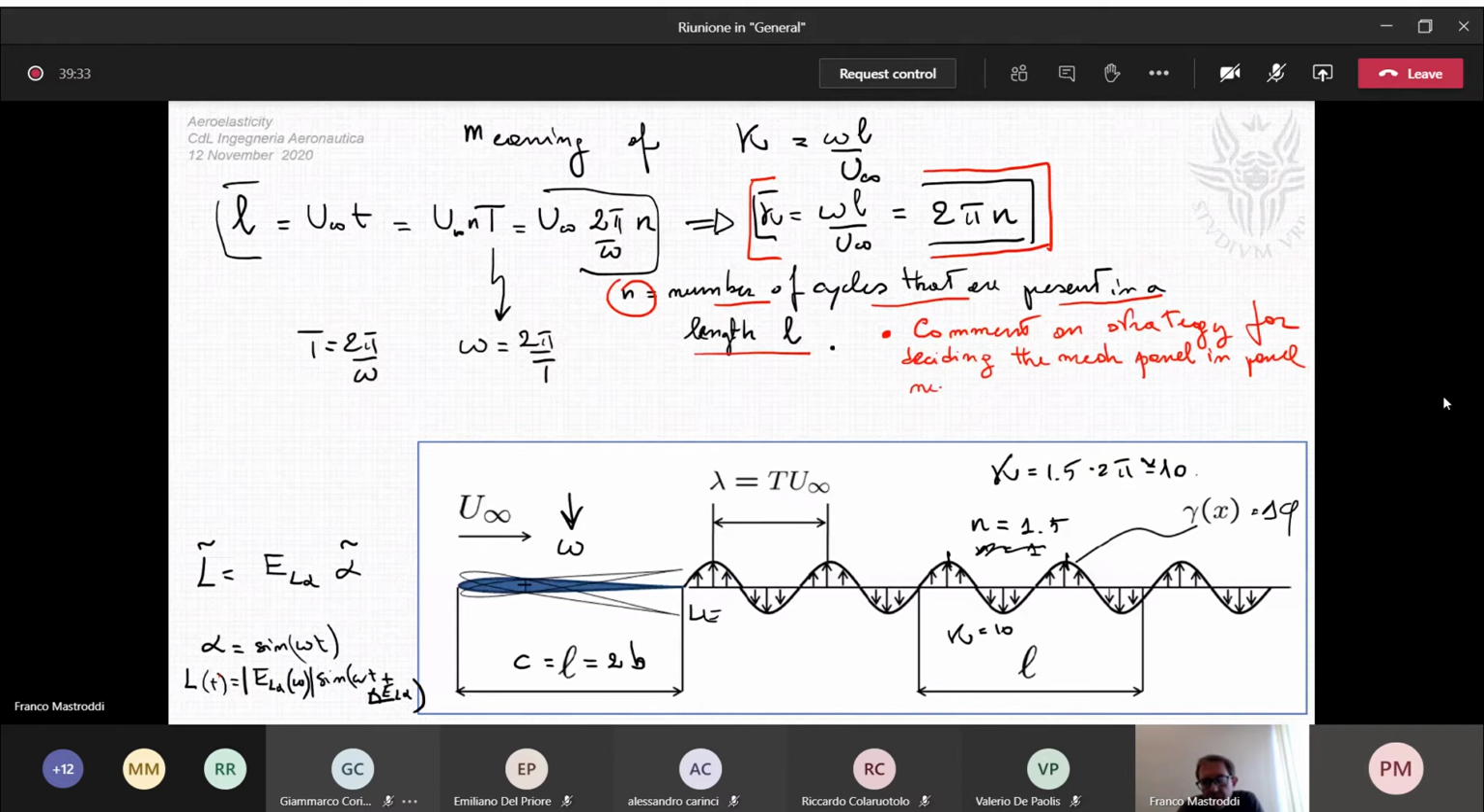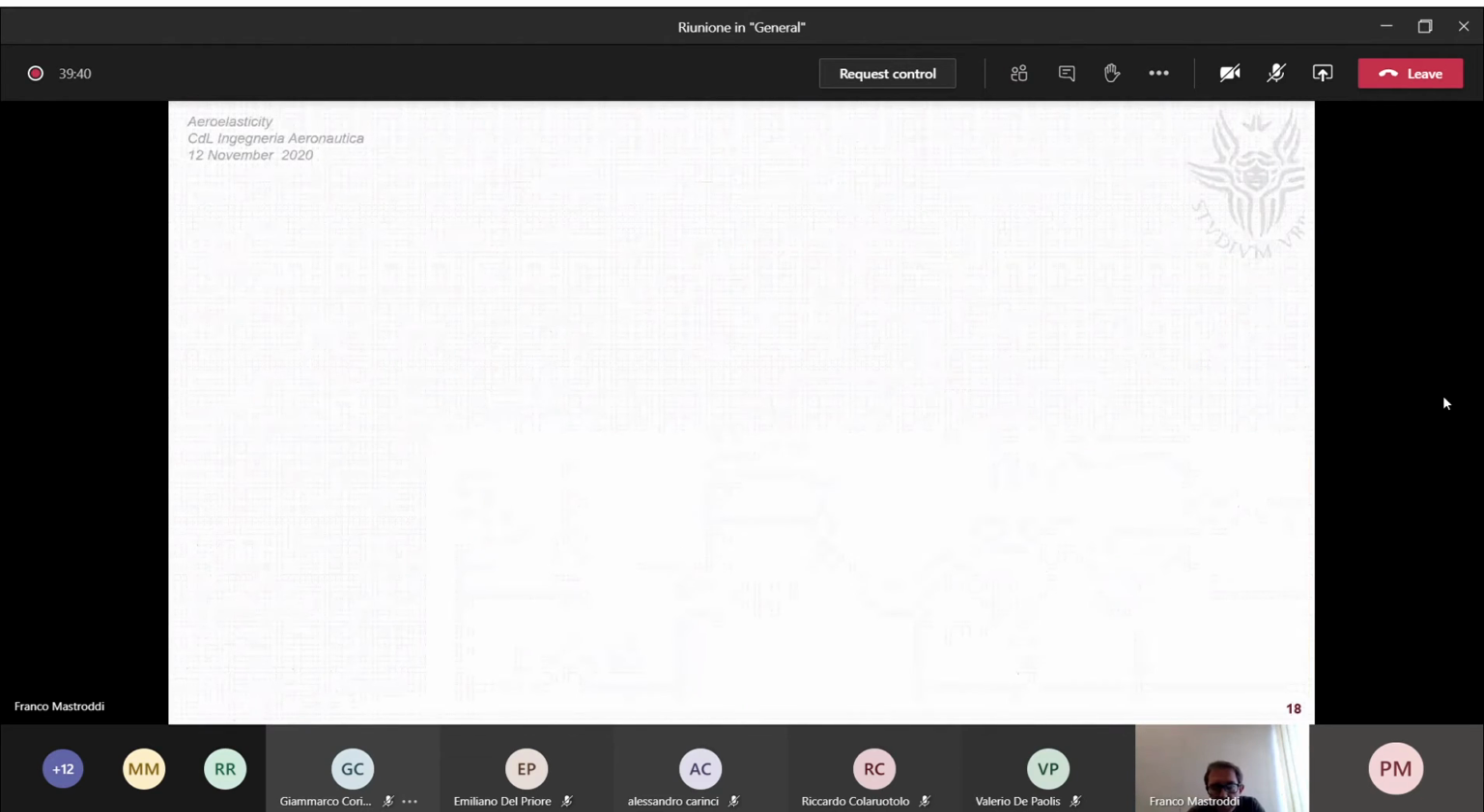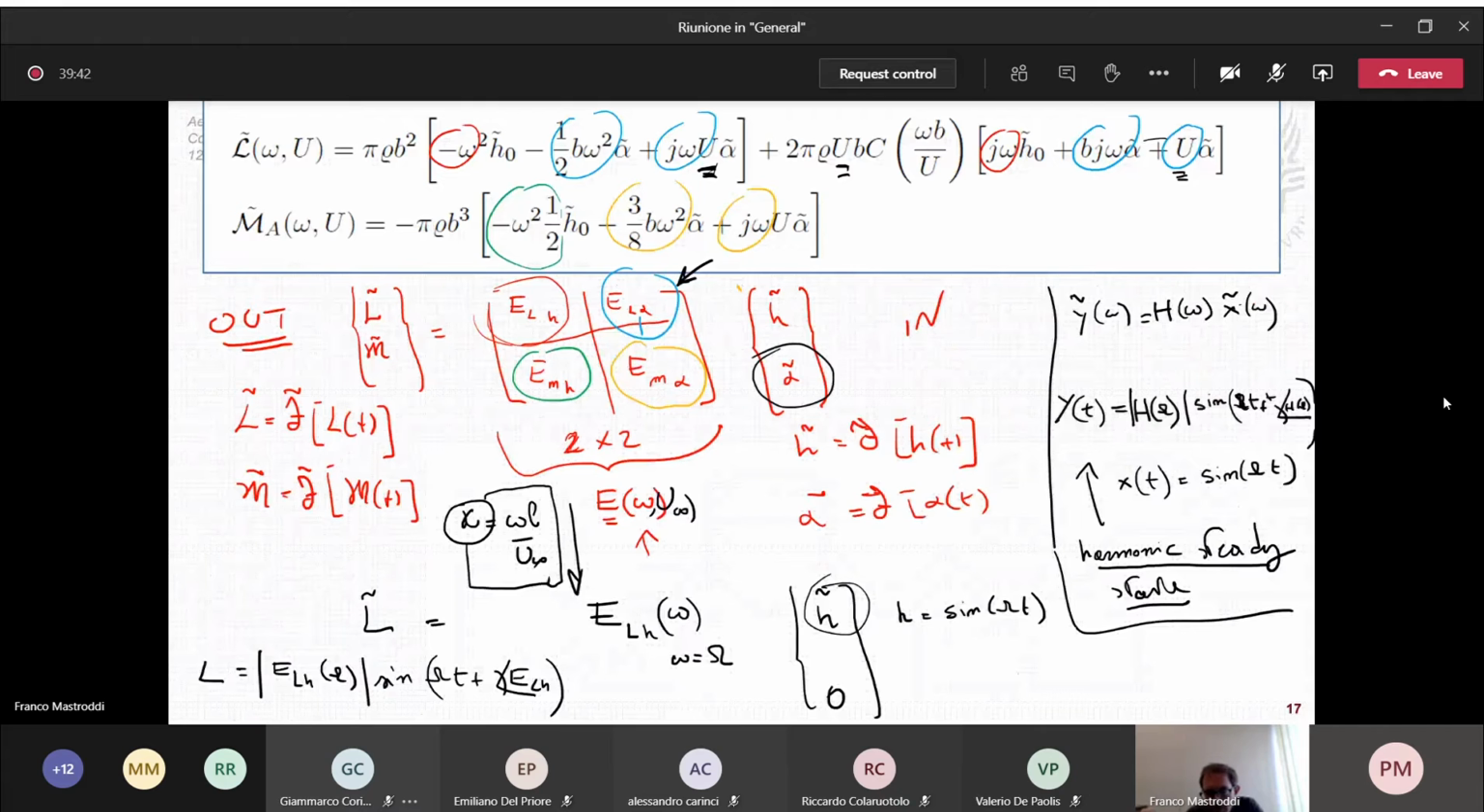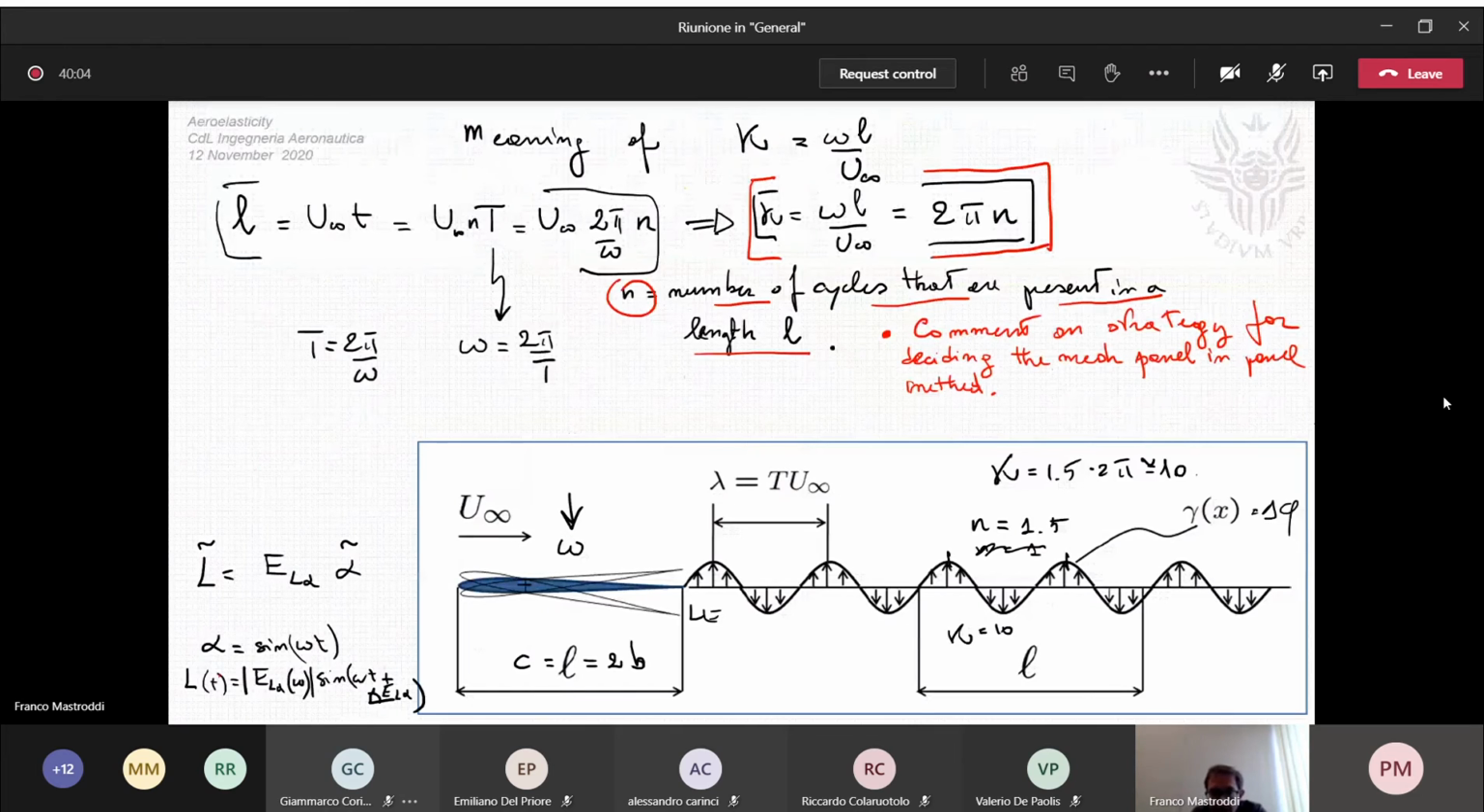The panel method is a space discretized form of this analytic theory, which is valid in 2D. If you consider a specific discretized approach for this, you will have the panel method, as we have demonstrated in the past lectures. Now, here I have the interpretation for K.